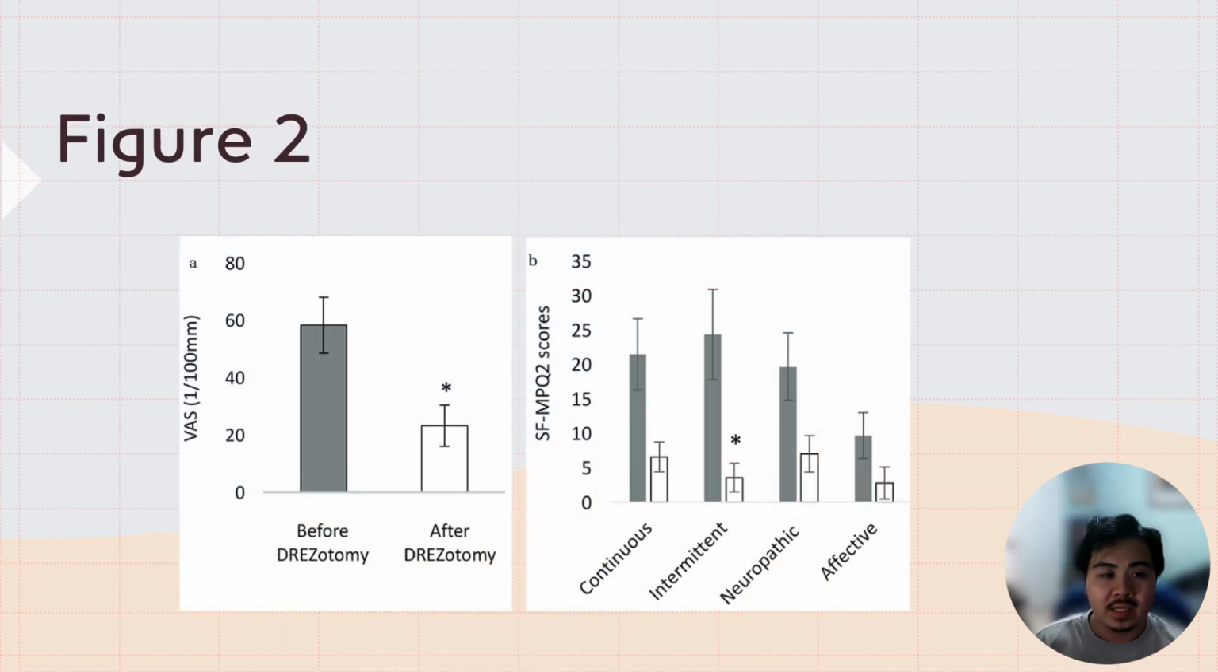Now, if you take a look at figure 2a here, their findings indicate that there was a significantly reduced VAS score after DREZotomy, effectively reducing the described shooting pain by a large margin. Additionally, in figure 2b, the SF-MPQ2 scores show reduced pain across all categories of pain, with intermediate being the most significantly reduced. The authors do note here, though, that continuous pain was the only category that persisted after DREZotomy.